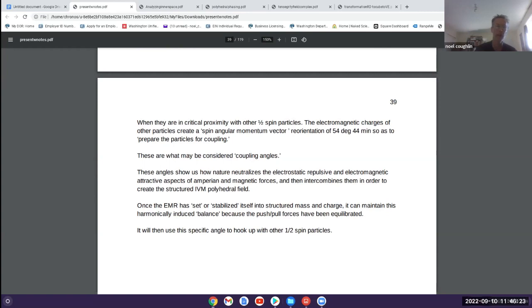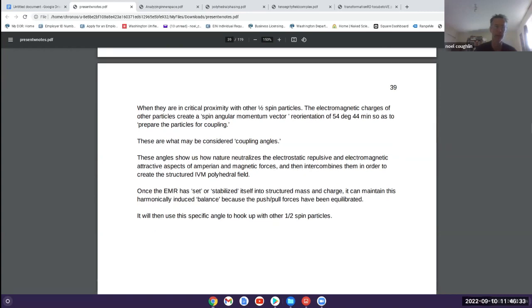Once EMR is set or stabilizes itself into structure, mass, and charge, it can maintain this harmonically induced balance because the push-pull forces have been equilibrated. It will then use this specific angle to hook up with other half-spin particles.